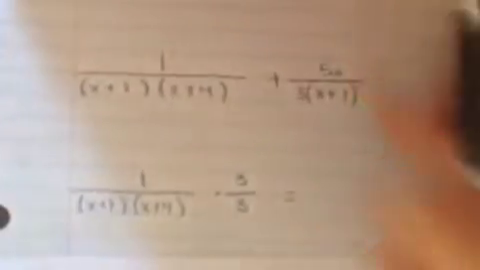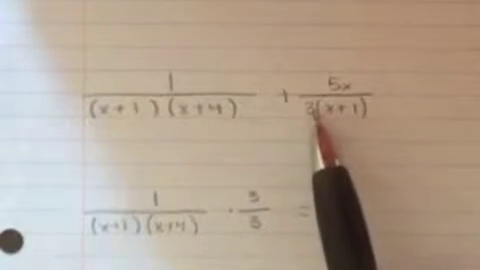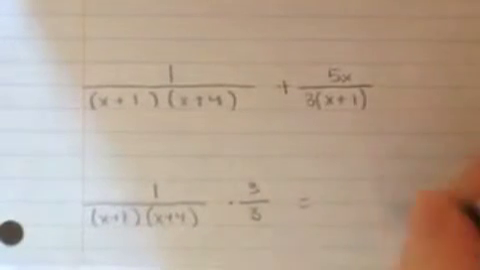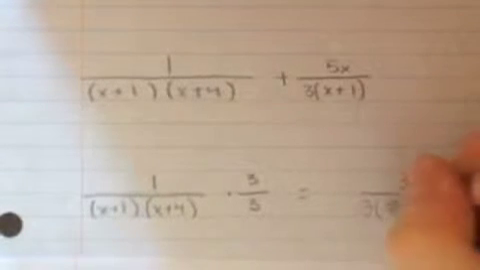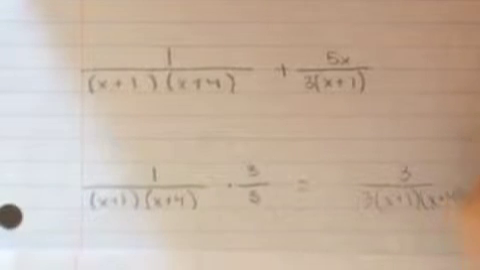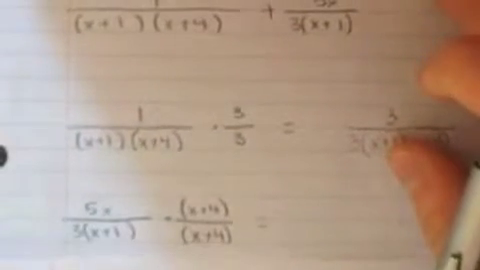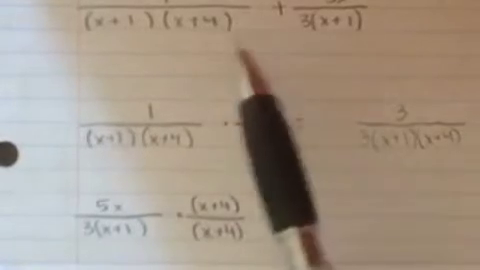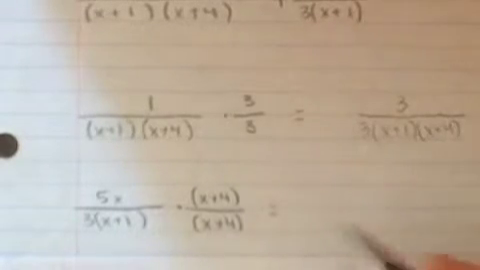So that's going to look like this. For this first one, we're going to multiply it by 3 because this fraction does not have the 3 as one of the factors. So when we multiply that out, that becomes 3 over 3 times x plus 1 times x plus 4. Okay, then we do the same thing for the second fraction, except this time we're going to be using x plus 4 because that is the factor that it does not have in its denominator.